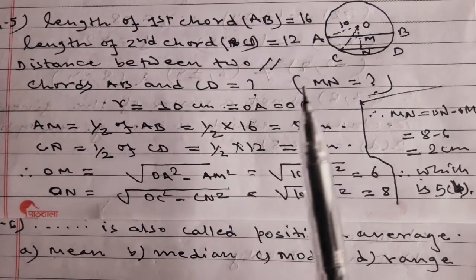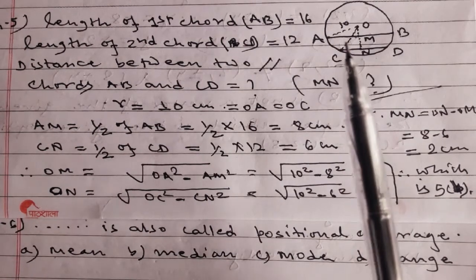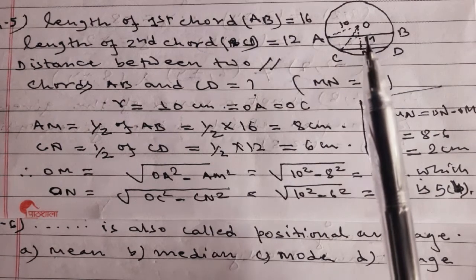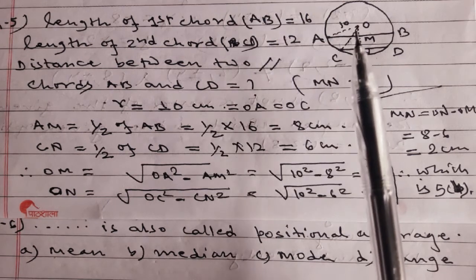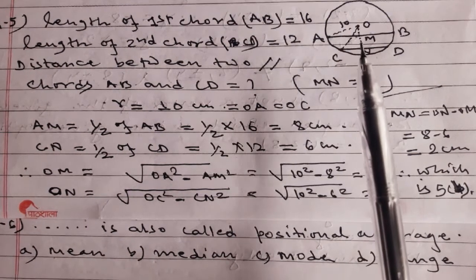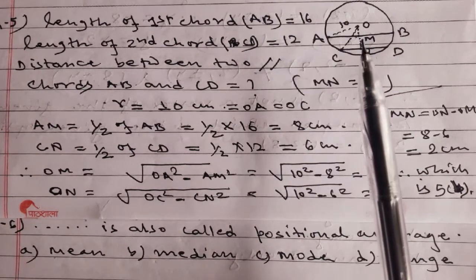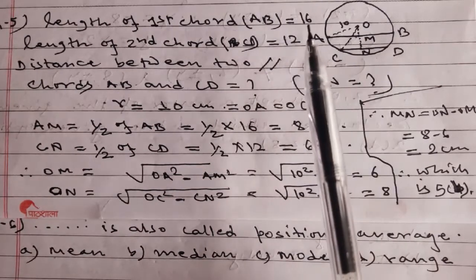Now to find OM, we'll take triangle AOM. OAM is a right angle triangle. We know the radius OA is 10 centimeter, which is the hypotenuse of the right angle triangle OAM. The length of chord AB is given, 16 centimeter. So AM will be equal to half of AB. That means AM will be equal to 8 centimeter.